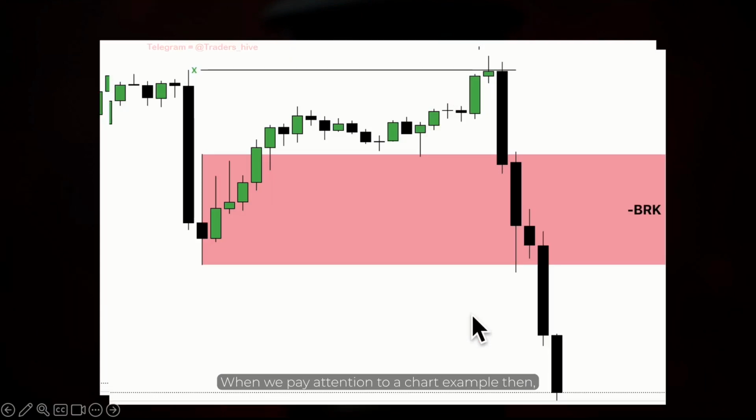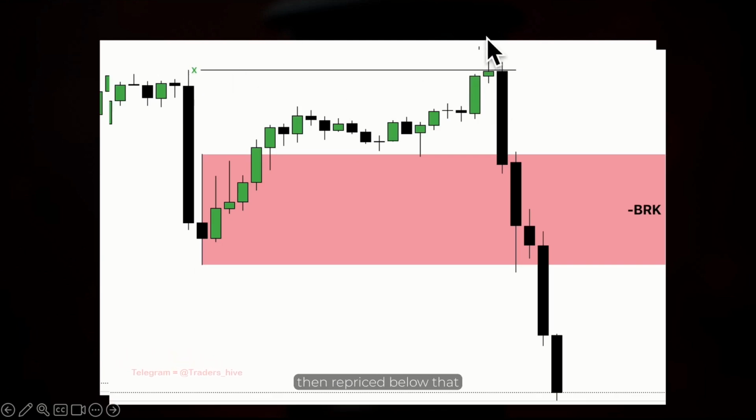When we pay attention to a chart example then, what you can see is that the market formed this high right here, then dropped towards the downside. We saw this low form, and we then saw the market expand towards the upside, taking out the buy side liquidity resting above this high.